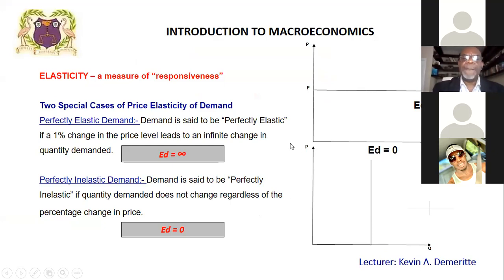Then you have what is called perfectly inelastic demand. So demand is said to be perfectly inelastic if, in fact, there is no relationship between price and quantity. If quantity demanded does not change regardless of the percentage change in price. It doesn't matter what you do with your price, the demand for your product is going to be what it is. Now, this is quite an odd situation, and there are relatively few examples of such a situation where you have perfectly inelastic demand.